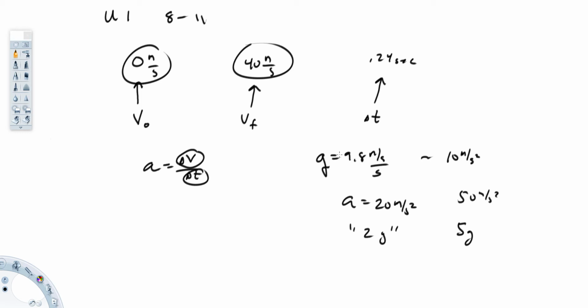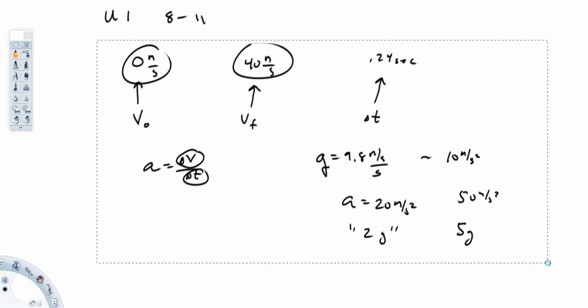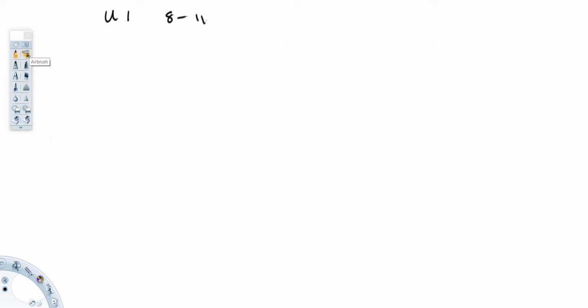Okay, let's talk about number 10. Now, if you're wondering, will all the homework be this short? The answer is no. But number 10, let's see, a rocket accelerates from rest at a rate of 64 meters per second squared.